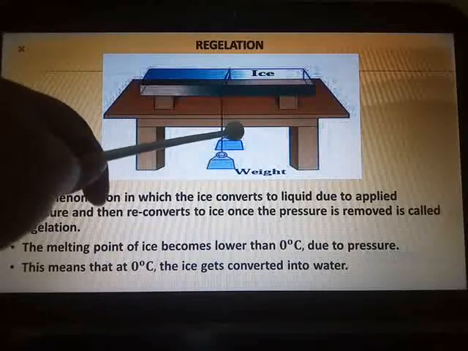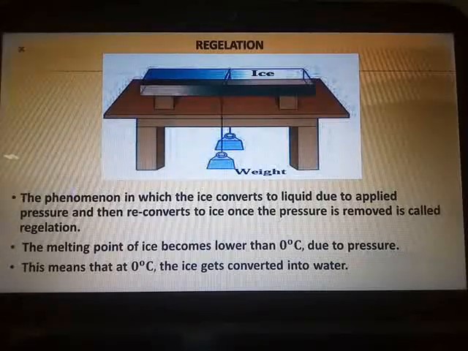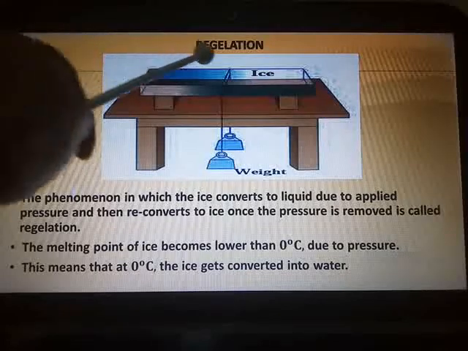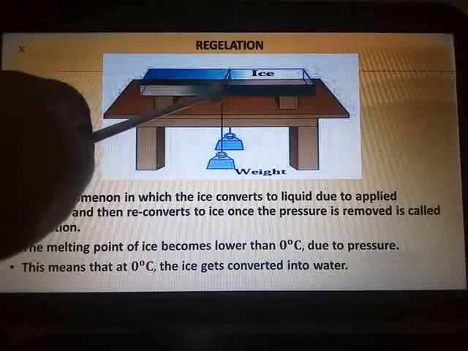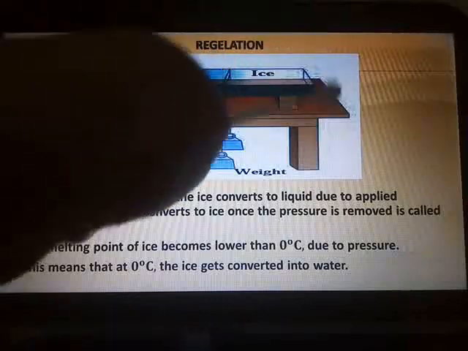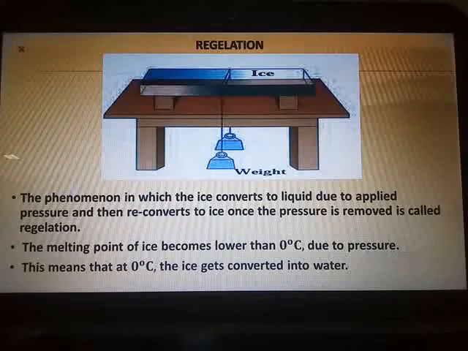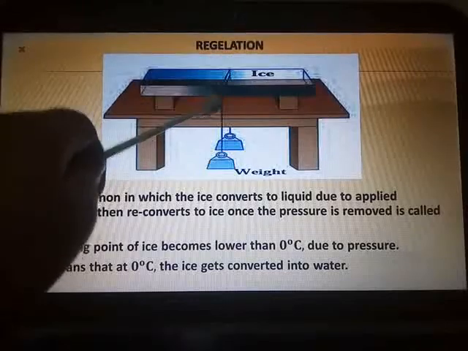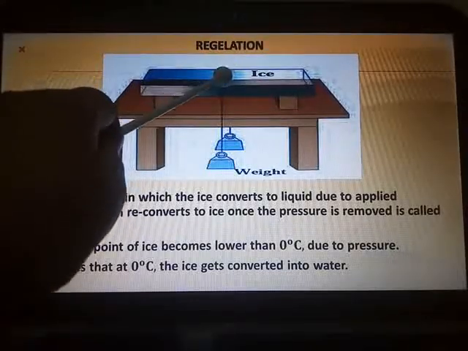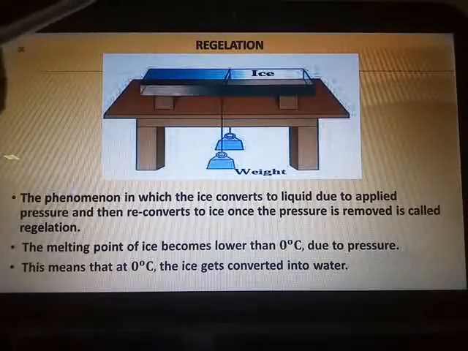To both the ends of this metallic wire, put equal weights and then put the wire on the slab. See how the wire is placed on the slab. As you can see here, what will you observe in this case? Your observation will be that the wire will gradually penetrate the ice. You will see after some time the wire has started penetrating through the ice.